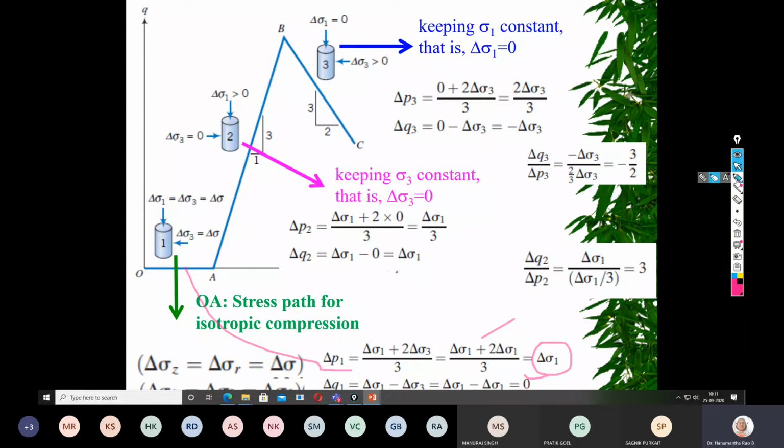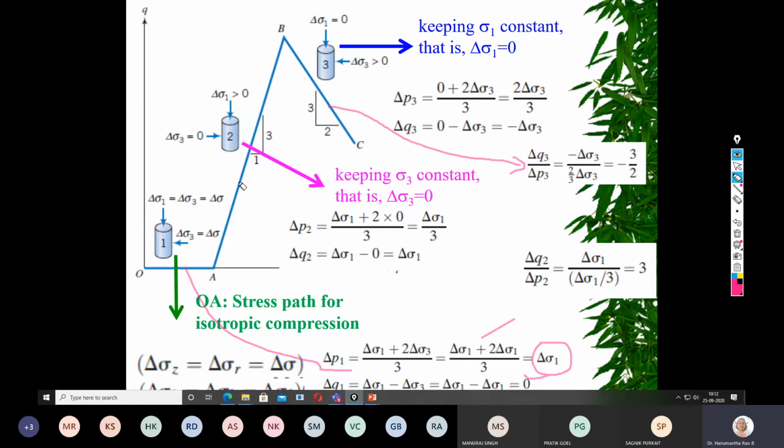So again, if you take the slope of this line, that is nothing but delta Q3 by delta P3. So what you will get is minus 3 by 2. The minus indicates the reverse direction, a negative slope. So when you look carefully at this entire stress path diagram, one thing is clear.